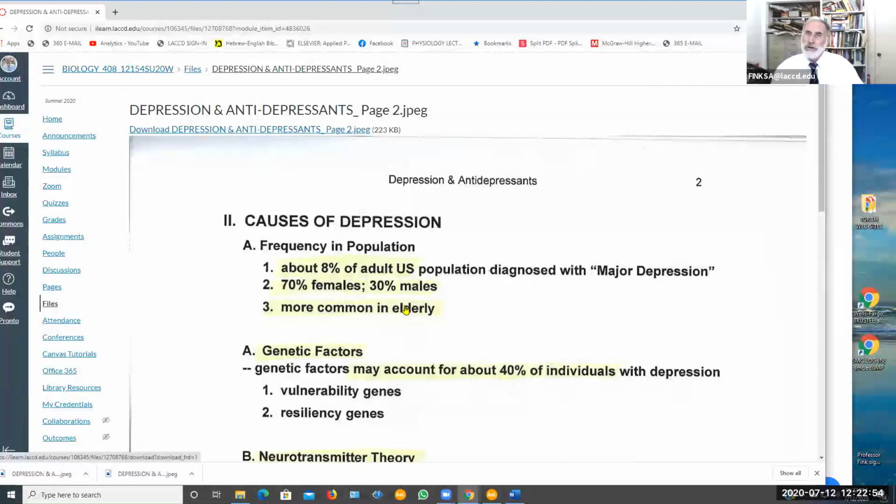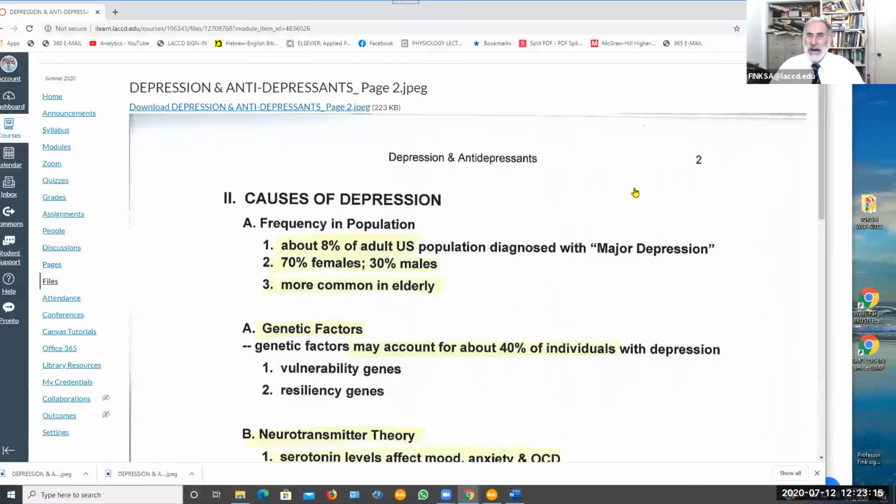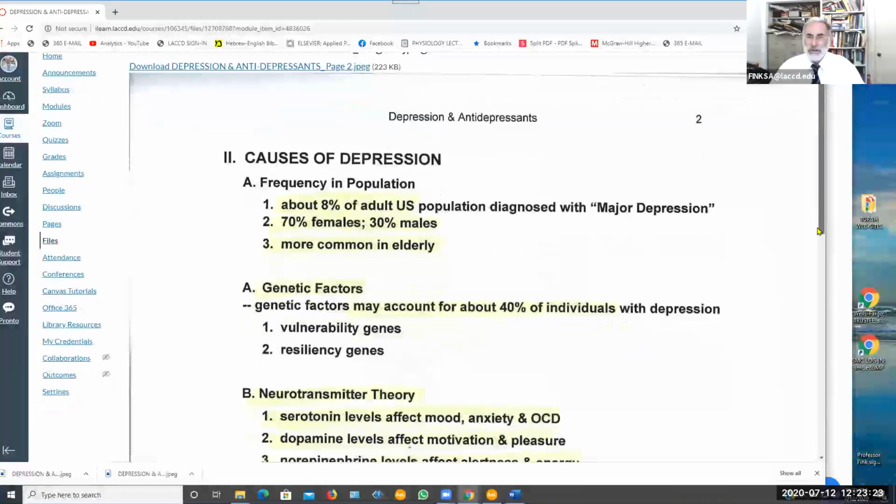Sometimes we're not sure if that's because women are more inclined to go to a doctor when they're depressed than males, but my own personal opinion is that women emotionally are more prone to depression for genetic and hormonal reasons than males. Depression also becomes more common in the elderly, and again, part of that may be anticipation of one's mortality, confronting mortality, which can be depressing.